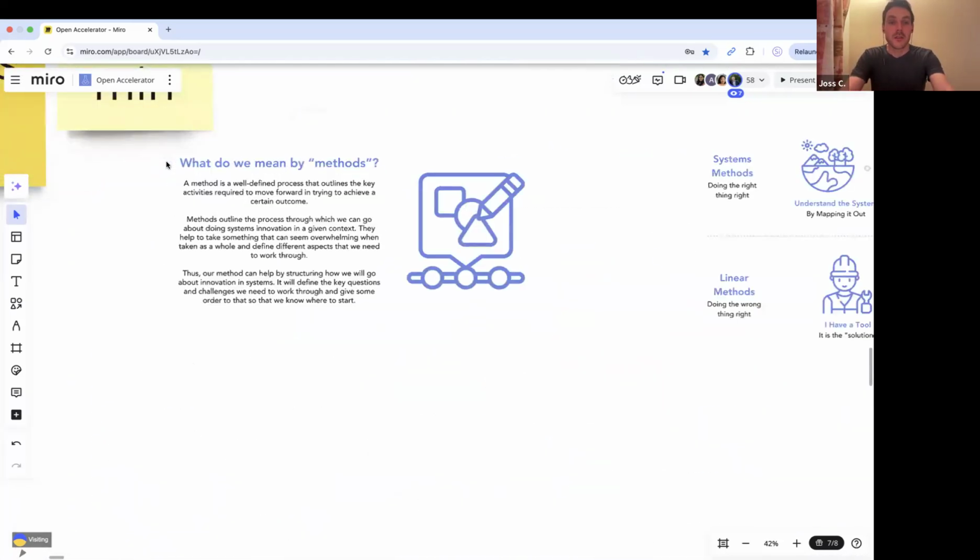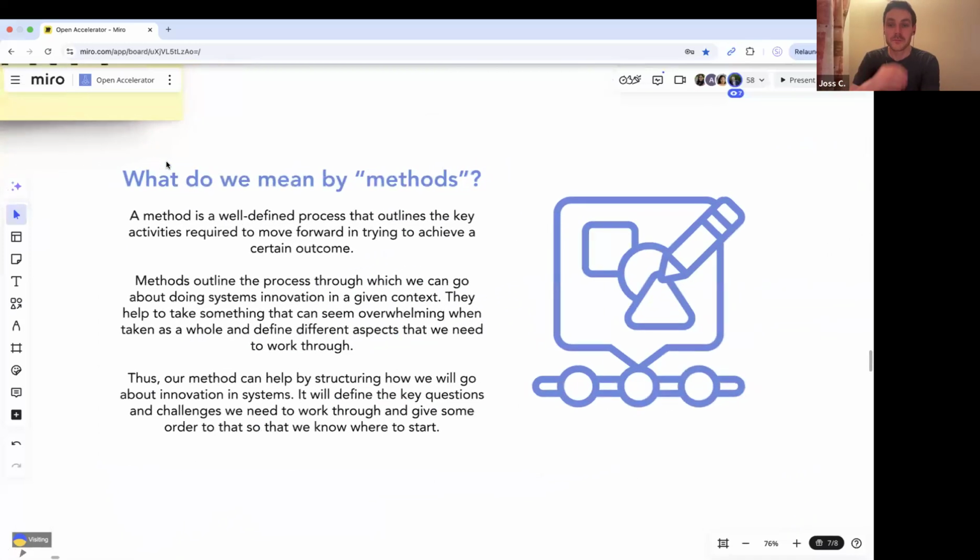So a method is what we're talking about here. A method is essentially a well-defined process that outlines the key activities required to move forwards in trying to achieve a certain outcome.